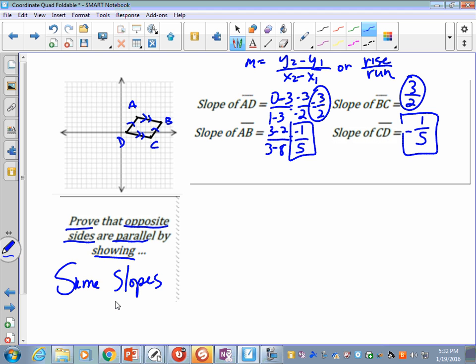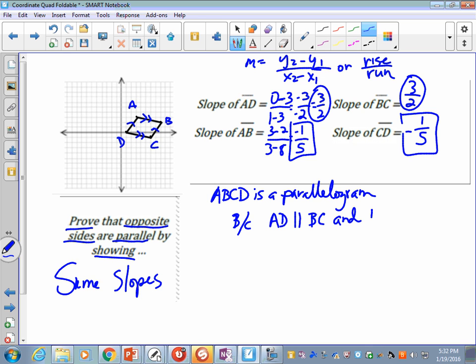So I have proved that our quadrilateral ABCD is a parallelogram because, this is my abbreviation, B/C, AD is parallel to BC, and because we have that both pairs, AB is parallel to CD. So go ahead and add that to your little tab. Hopefully you have room, or you can do it on this page to the right, because we have another quadrilateral that we're going to graph. All right, so that was method 1.